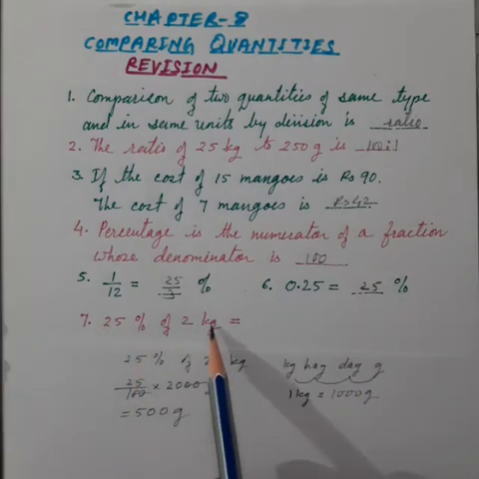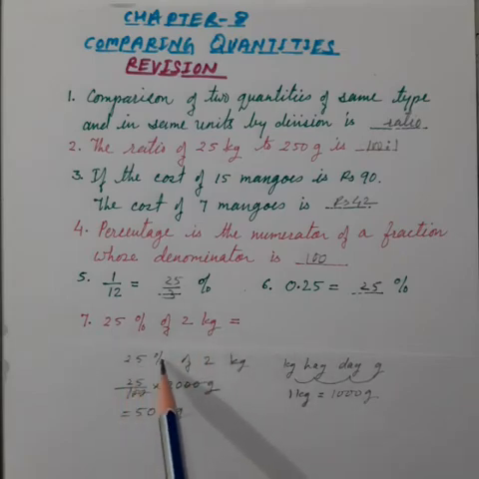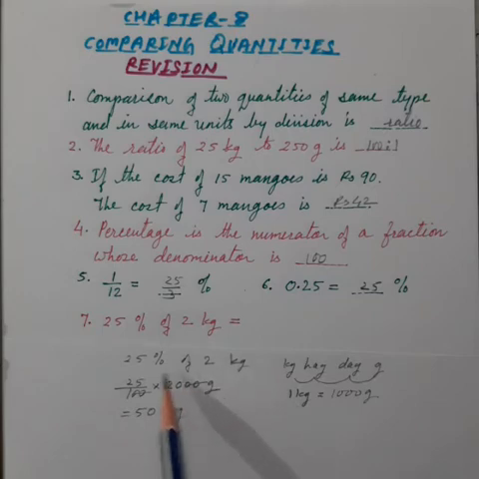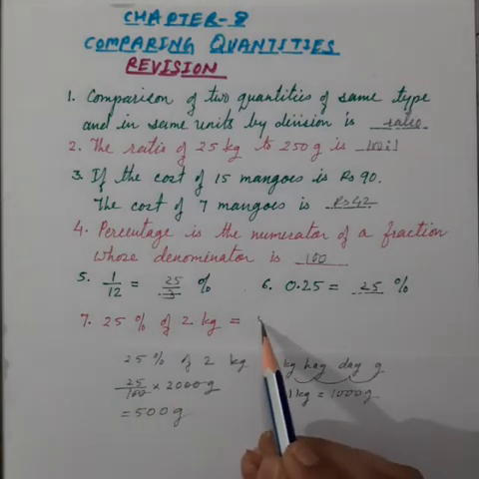25% of 2 kilograms. 25 for percent, write 100 in the denominator, of means into, and convert this 2 kilograms into grams. We know that 1 kilogram means 1000 grams. So 2 kilograms means 2000 grams. Now find out it in lowest term. 100 and 2000, 100 is the highest common factor. So divide this by 100. 100 ones are 100, 20s are 2000, and 25 twos are 50, one more 0. So it is 500 grams.